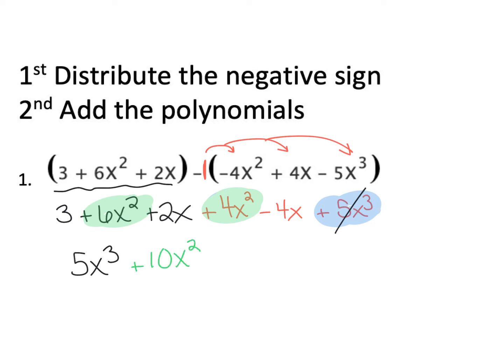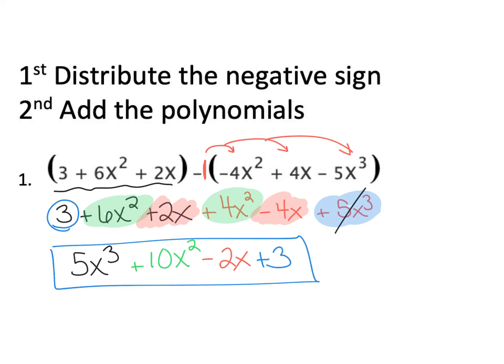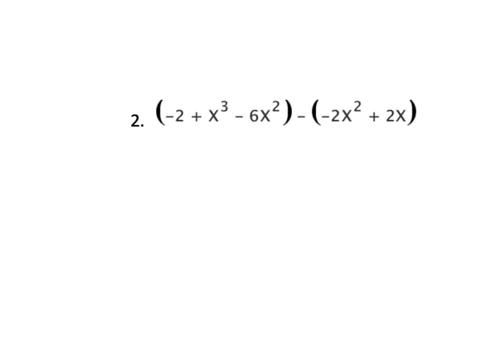And then I go to my regular x's, which is -4x and positive 2x, that combines to be -2x. And lastly, I've got this constant right here of positive 3. So I have a cubic polynomial as my answer. It really doesn't get any harder than that.